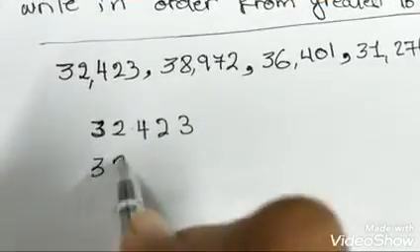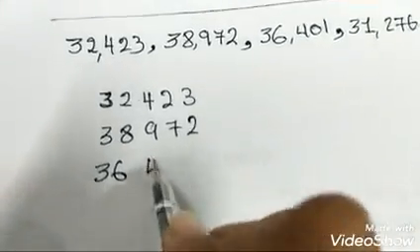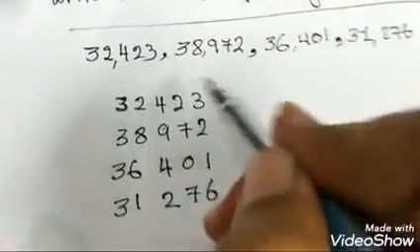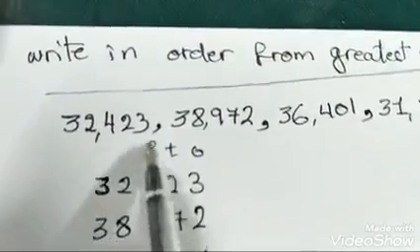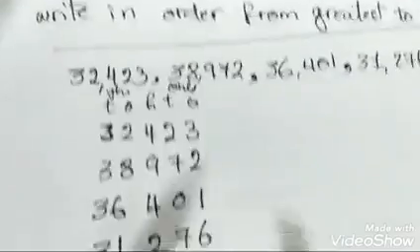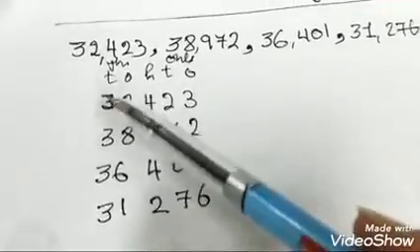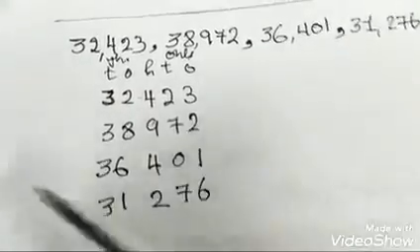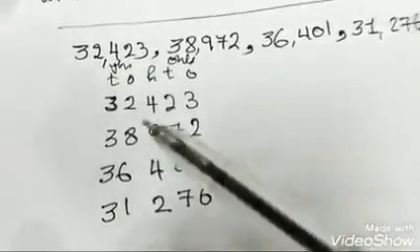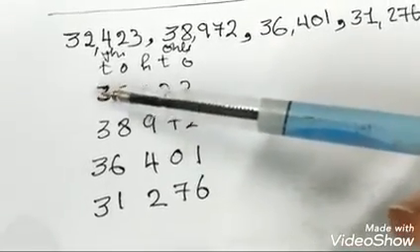32,423, 38,972, 36,401, 31,276. Okay, this is ones, tens, hundreds, ones and tens. This is the thousands. This is the ones period. Okay, so I have to look at the left side. In all numbers the maximum place is the 10,000th place. Okay, so we have to look at them.